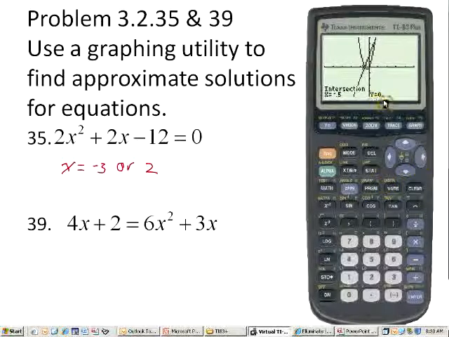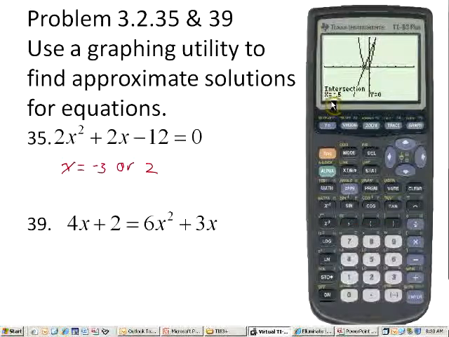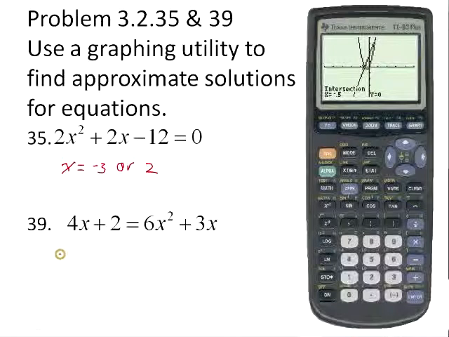Now for this here, we're not interested in the y value, we're interested in the x value, because that's the x value that makes both the left side and the right side of our original equation equal. So one of our solutions for this is going to be x is equal to negative 0.5, or negative 1/2.